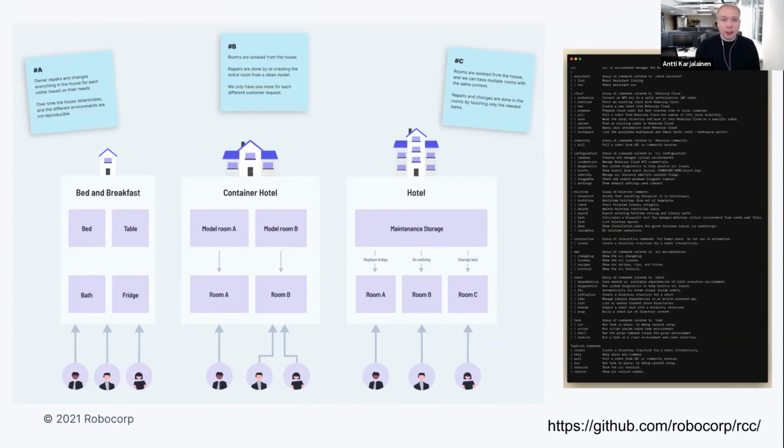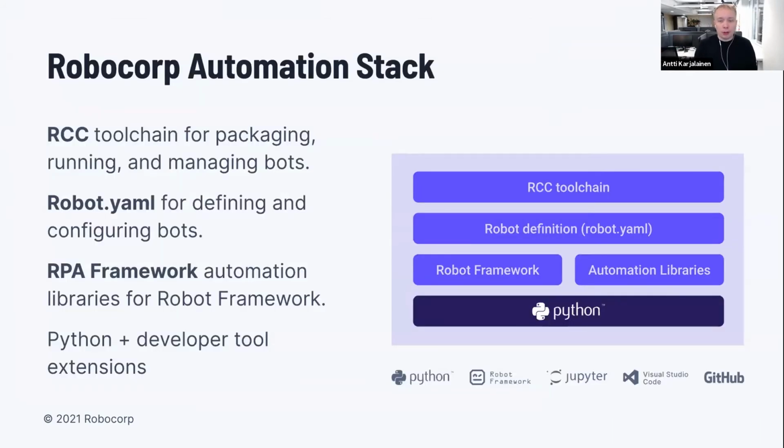So that was a significant innovation that we had to come up with in order to create a viable automation stack based on open source. So we have the RCC toolchain on top for packaging, running, and managing bots. We have a definition format for configuring bots. Then we have Robot Framework and automation libraries that we built and the community builds. And then that all sits on top of Python, and we support various kinds of development environments and extensions around VS Code, PyCharm, JupyterLab, and so forth for people who build bots.